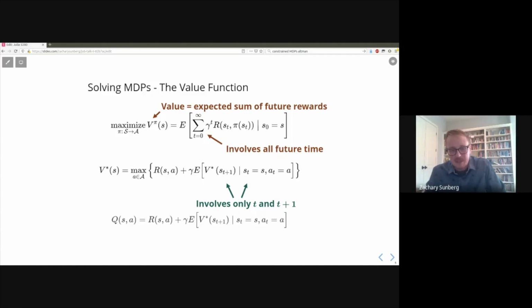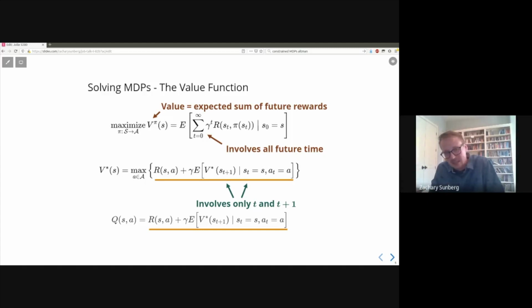And then another important quantity to be aware of is what's called the Q value function. And this is often what you see in reinforcement learning contexts. So this Q value is equal to the current reward plus all future rewards, given that you start in state S and you take action A. So if we can find the Q values for the problem, then we've solved the problem, because our policy can be just to take the action that has the maximum Q value associated with it at the current state.